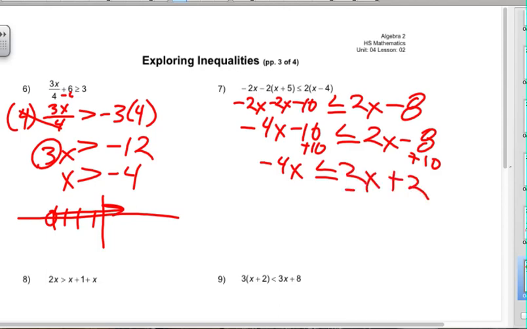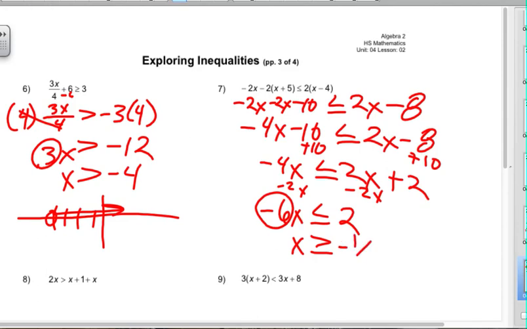Then I subtract 2x. Gives me negative 6x is less than or equal to 2. And I have to divide by a negative number here, which means I have to switch that. And it's a negative 1/3. 2 over 6 reduces to a negative 1/3. So same idea, if this is 0, this is 1. So I come to about where negative 1/3 would be, and x is bigger than that, which means it's going to be over in this direction.